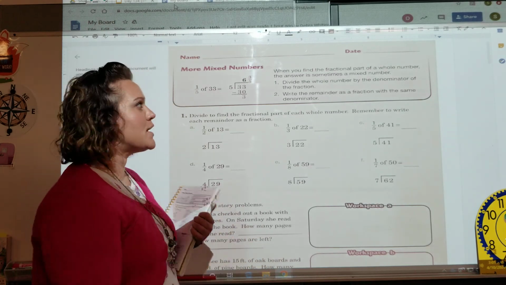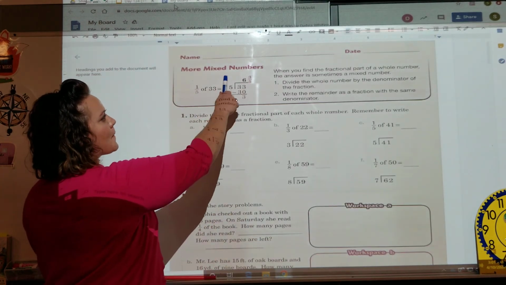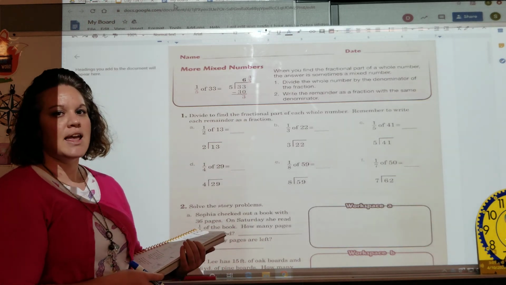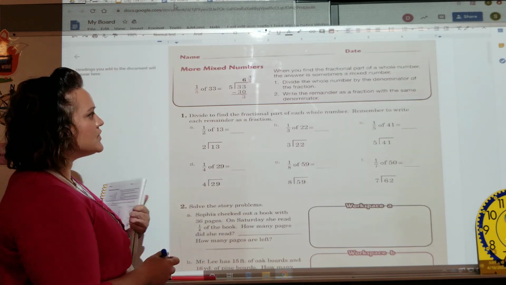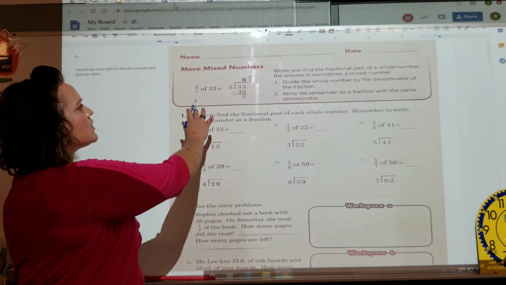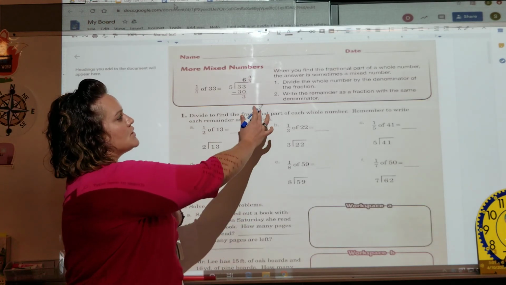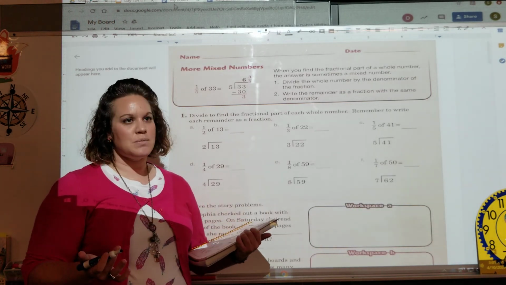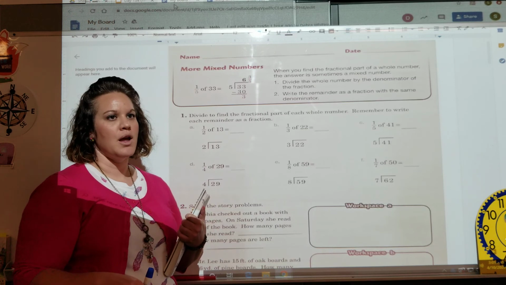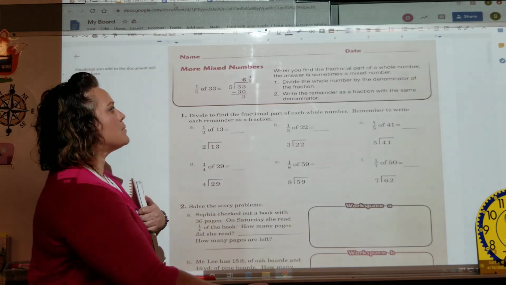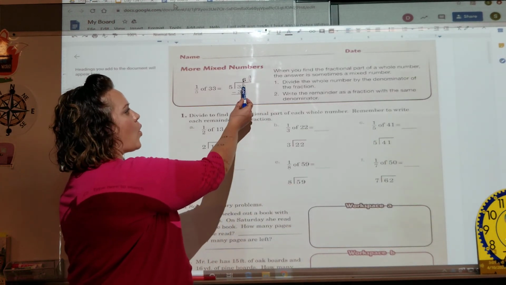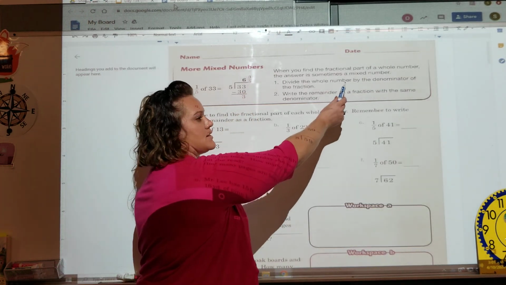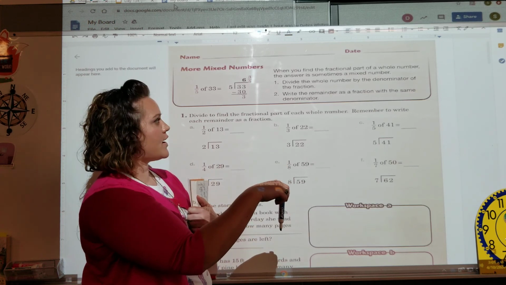You need to have this math page out today. It is More Mixed Numbers, page 259 and 260. Let's look at our directions at the top. It says, when you find the fractional part of a whole number, the answer is sometimes a mixed number. Remember, a mixed number is where you have a whole number and a fraction. So the answer is sometimes a mixed number, a whole number with a fraction.